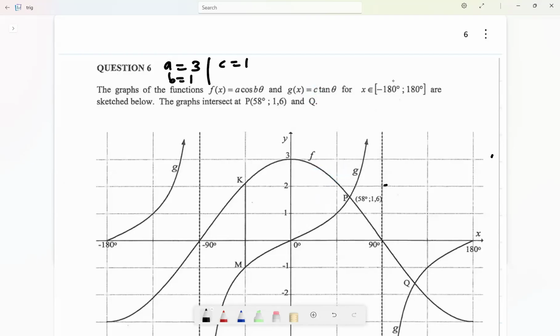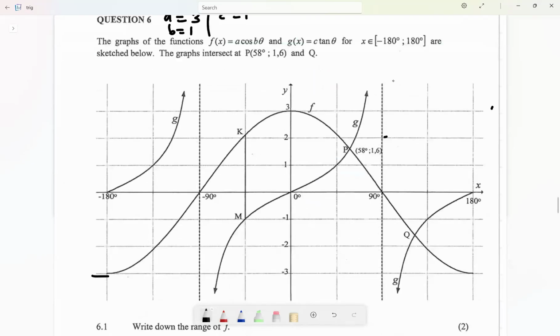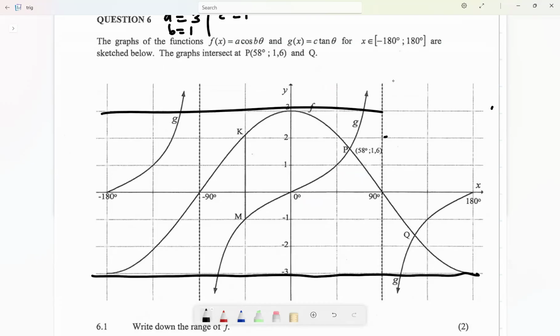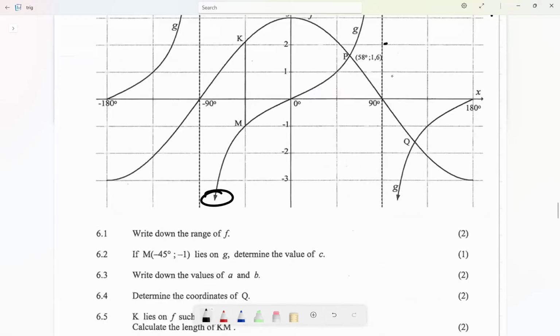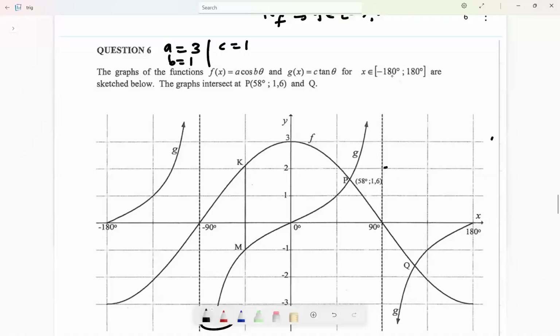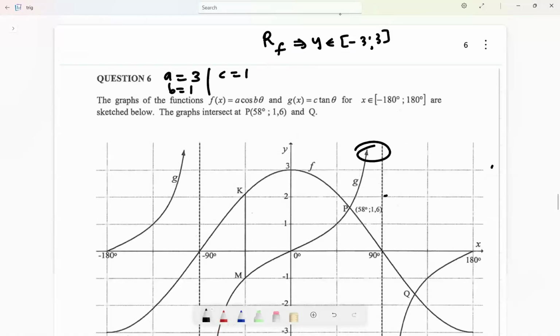And let's look at the range. What is the range of F? The range of F starts at -3 and ends at 3. So the range of the graph F is y is an element from -3 to 3. The range of tan has no range. Why? Because it starts at -infinity, can you see, and ends at infinity. So the range of the G graph is y is an element from -infinity to infinity, or you can say y is an element of real numbers.